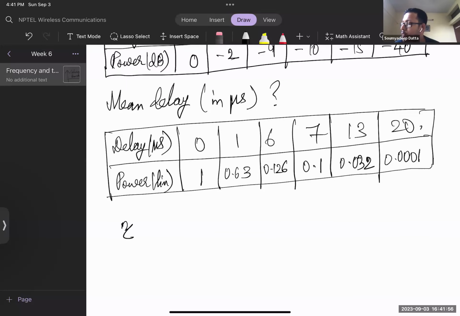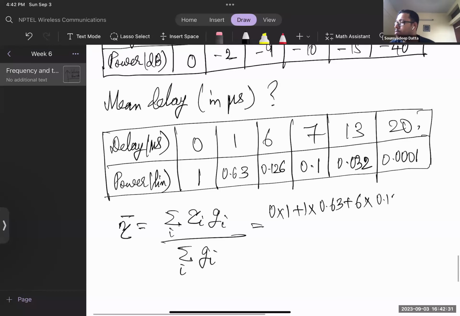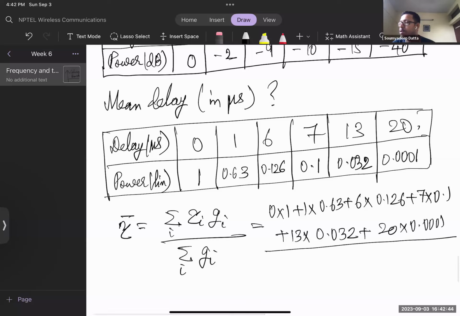So in linear scale, we have converted. And what we need is the mean delay. Mean delay is nothing but the summation of tau i times the gains or the powers P i, divided by the summation over all of the powers. So can somebody plug in the values and quickly tell me the answers? So this is 0 into 1 plus 1 into 0.63 plus 6 into 0.126 plus 7 into 0.1 plus 13 into 0.032 plus 20 into 0.0001, divided by, I just add all of these power values up, right?